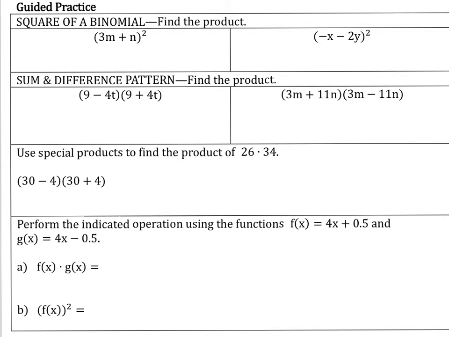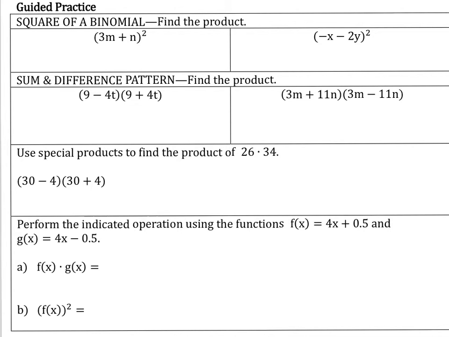So here I have 3m plus n squared. So I can take 3m squared plus 2 times 3m times n plus n squared. And then I can further expand this as 9m squared plus 6mn plus n squared.